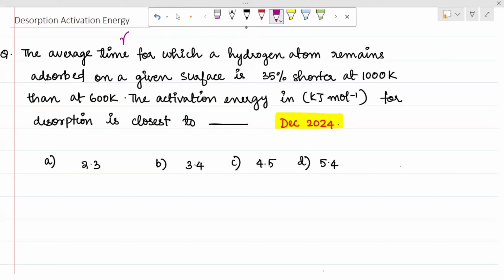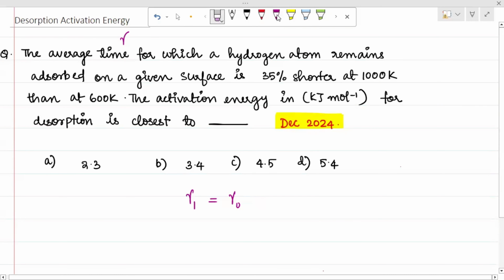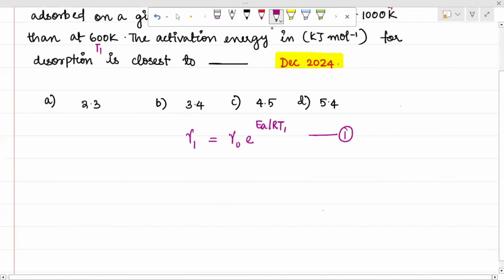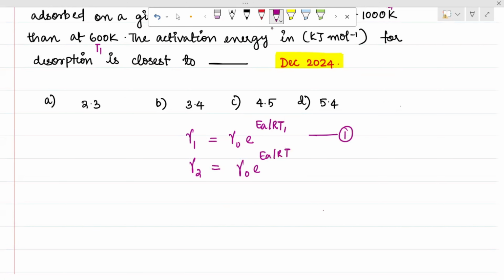We already know that gamma 1 is gamma naught e to the power EA by RT1. Now see, there are two temperatures given. Let's consider 600 as T1 and 1000 as T2. We'll take this as equation number 1. And gamma 2 is gamma naught e to the power EA by RT2.